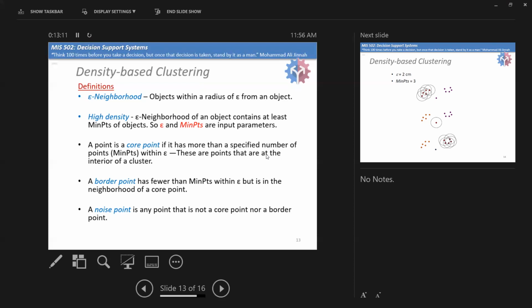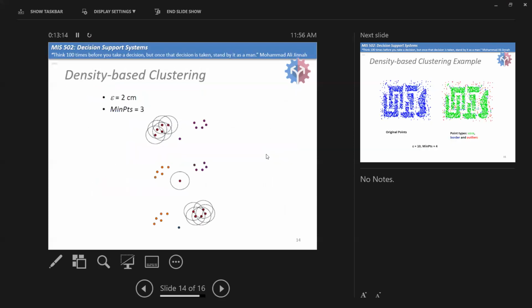So let's look at an example, and then you'll be able to understand this better. So what is epsilon? Epsilon here, you can see at the top, the input parameter values are already given to you. Epsilon is 2 centimeters, and the minimum points in this neighborhood to call it high density is 3. So let's take this point as an example. I'm going to draw so that you can clearly see the circle around it. Am I drawing it correctly?